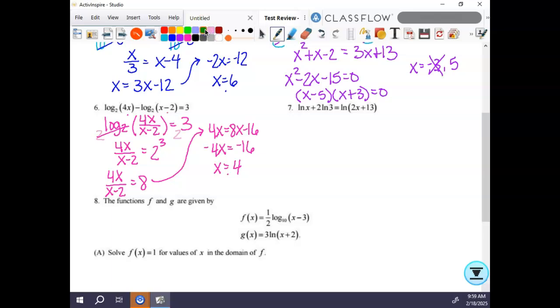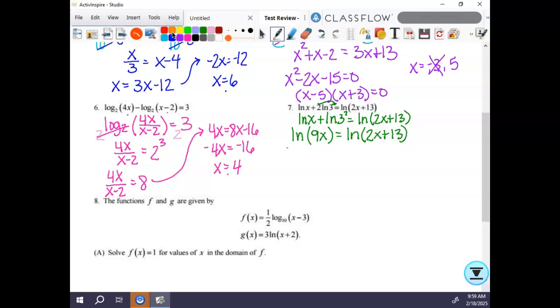All right, so I need to combine the left here, but first I need to make that an exponent. So this is going to give you the natural log of x plus the natural log of 3 squared equals the natural log of 2x plus 13. So on the left then, I'm going to have the natural log of, so 3 squared is 9, 9x equals the natural log of 2x plus 13.